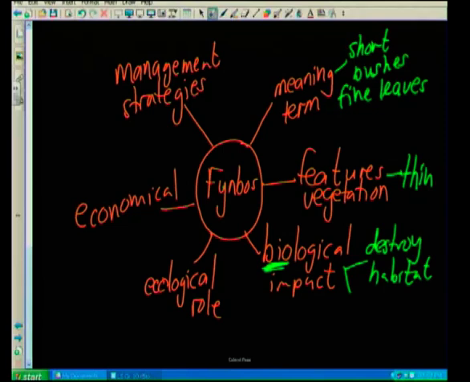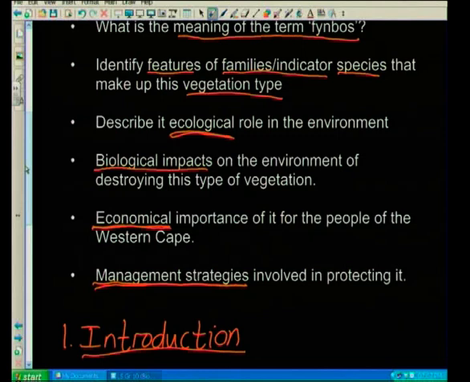Another thing is that the biological impact will be soil erosion. So if these plants have to be destroyed, now remember, going back to our question, they want the biological impact on the environment if the plants are destroyed. What impact will it have on the whole environment? So soil erosion is one aspect that you need to look at.